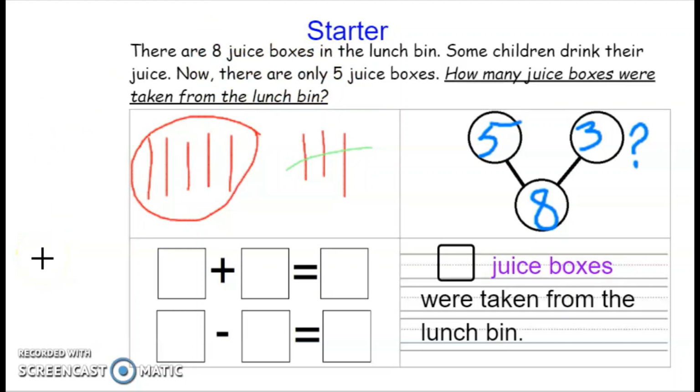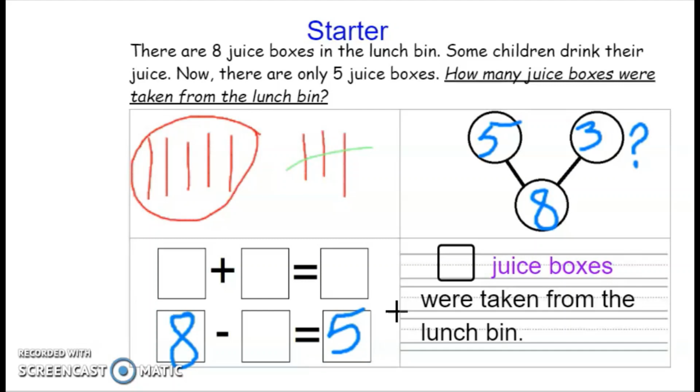There are 8 juice boxes in the lunch bin. That's my whole or my total, and I'm going to put it there because that's what we started with. Some children drink their juice. Okay, so then I'm going to leave that box blank, and now there are only 5 juice boxes left. Great, so now I'm going to fill it in with the 5, and I'm going to do that because that's what was left at the end.